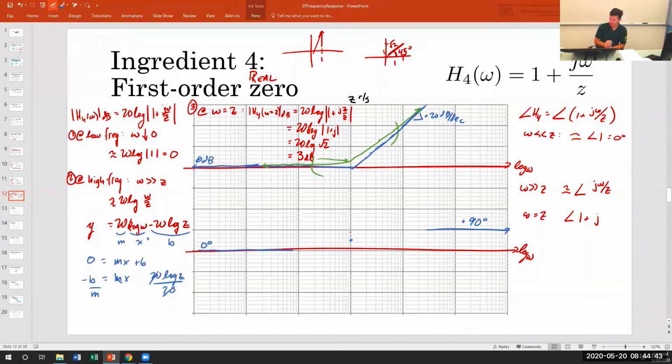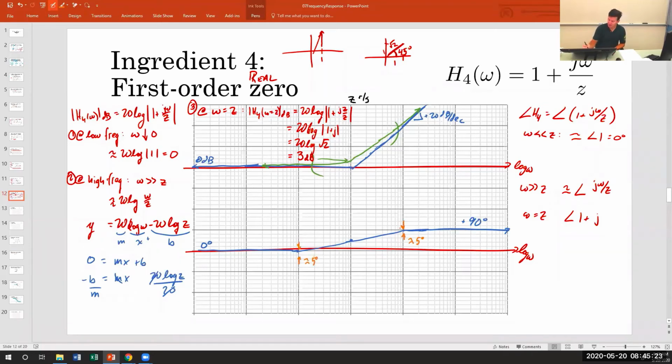Okay, so the common practice is to go 1 decade below the midpoint of the transition or the 0 location and 1 decade above for the asymptotes, and then connect those two endpoints through the midpoint to get the phase picture. Okay. And this is, I don't have a trick for you here. I can tell you that the error here is about 5 degrees. And similarly, the error here is about 5 degrees.